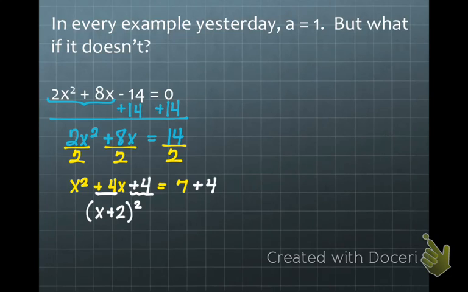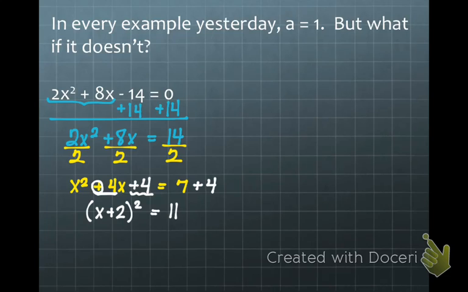And again, just a reminder that whatever this sign is here, that's going to be the sign that goes in between your x plus 2 in this case. That's why it's a plus instead of a minus. If that had been minus 4x, then you would have x minus 2 squared. And we get equals 11.